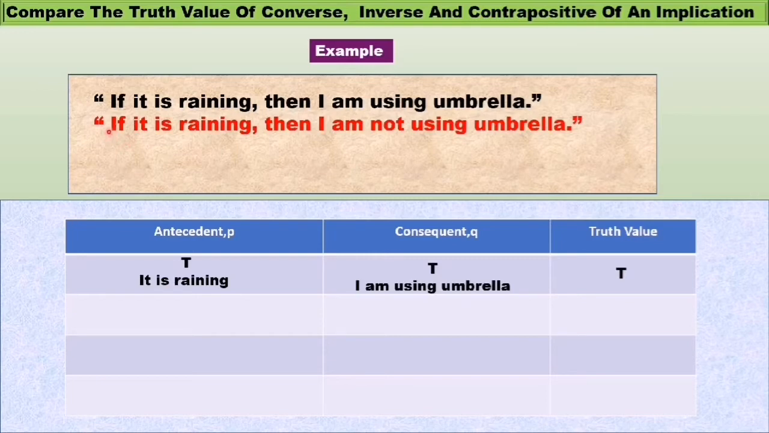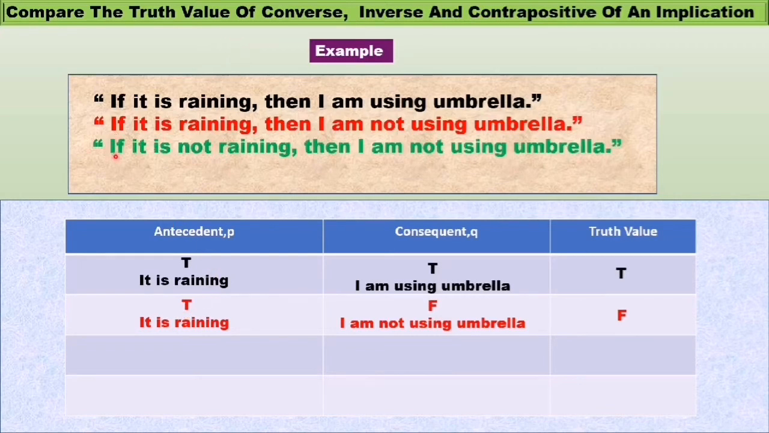Next sentence. If it is raining, then I'm not using umbrella. It is raining, true. But I promise I will use umbrella. So now I'm lying because I'm not using umbrella. So this is false. So truth value is false.